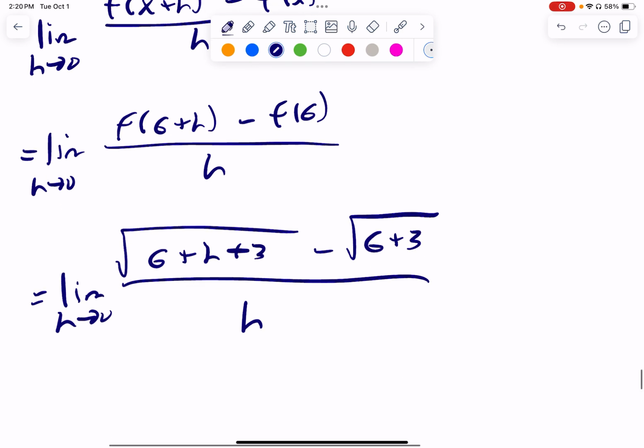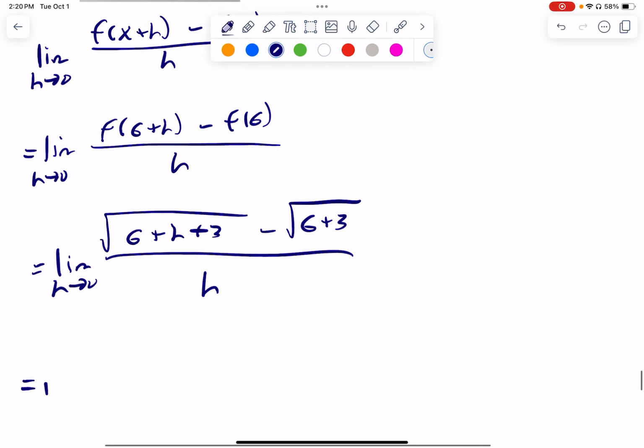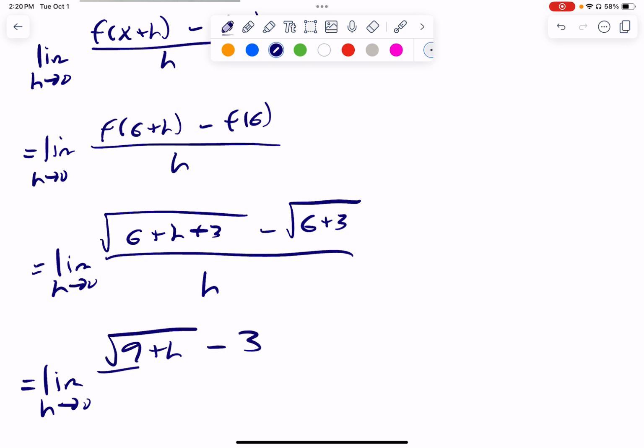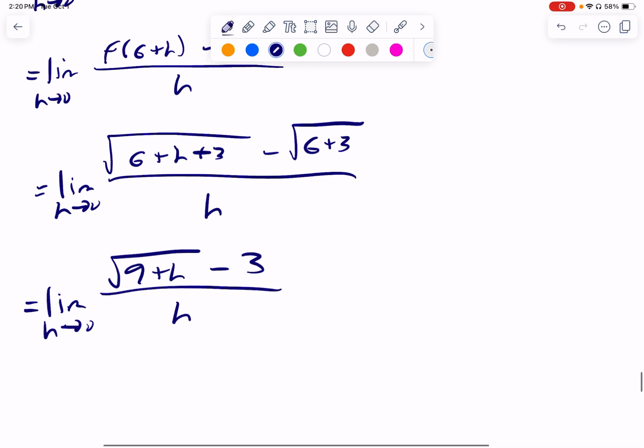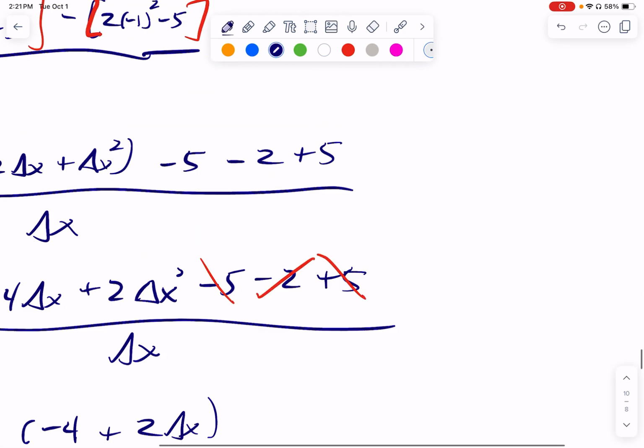I keep writing the limit, I keep writing the fraction. If you don't write it, you might forget to put it back. So I have the square root of 9 plus h. This is the square root of 9, which is 3. This is very similar to the one we did before. And in fact, let's just check.